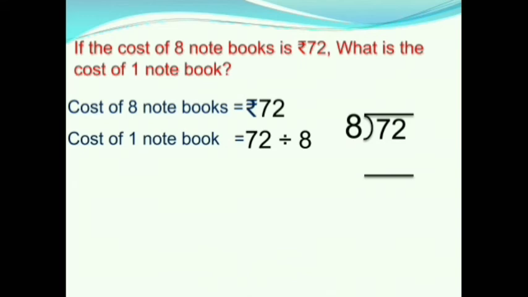In 8 ones are tables. Where do we get 72? Yes, 8 nines are 72. Write 9 in quotient place and write 72 below the 72. Now we should subtract 72 from 72. 72 minus 72, 0. Therefore, cost of 1 notebook is 9 rupees.